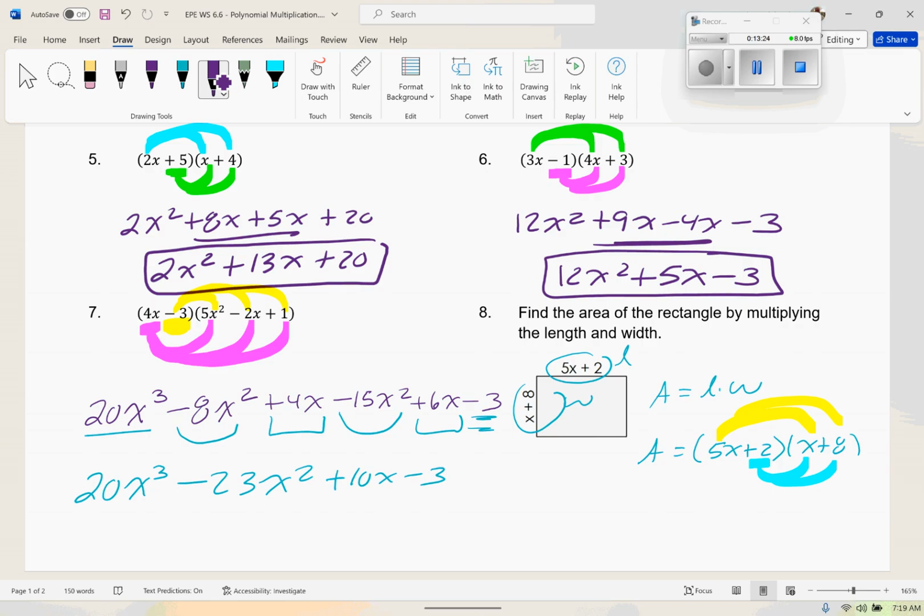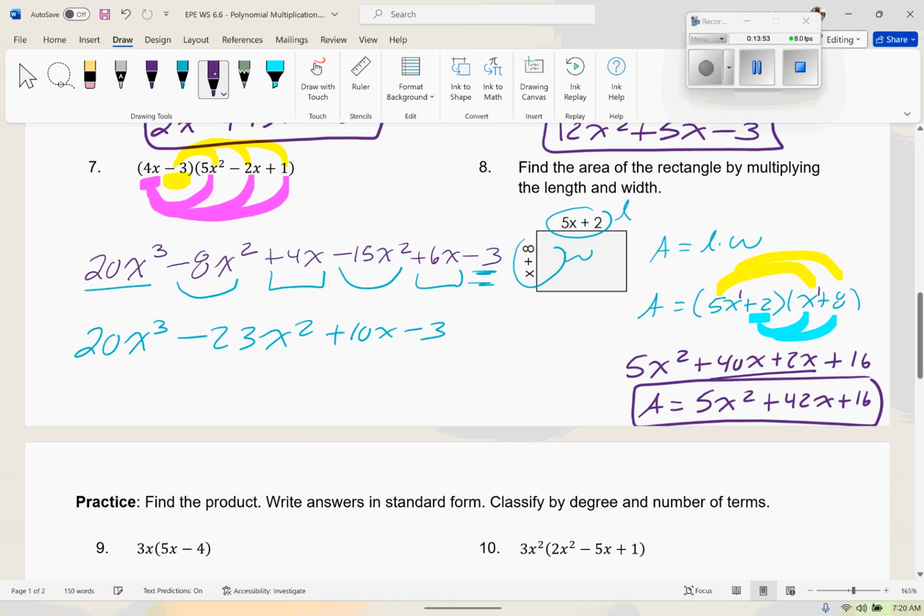So you get 5x times x is 5x squared, because remember those are both to the first power. And then 5x times 8 is 40x. And then 2 times x is 2x. And then 2 times 8 is 16. Combine your like terms. Those are like terms. So the area of this rectangle is going to be 5x squared plus 42x plus 16.